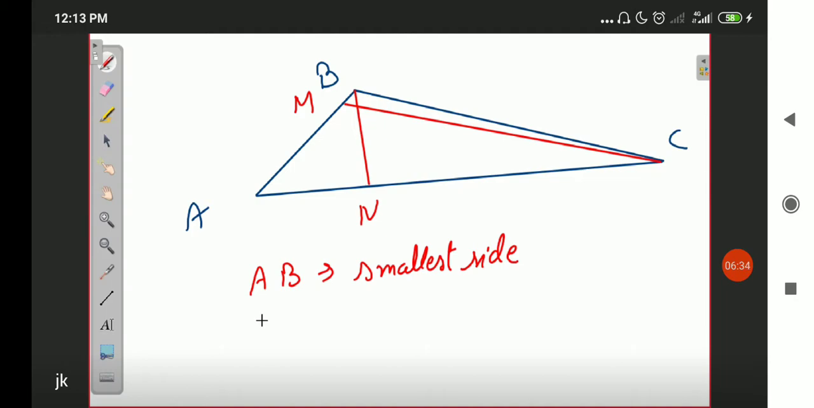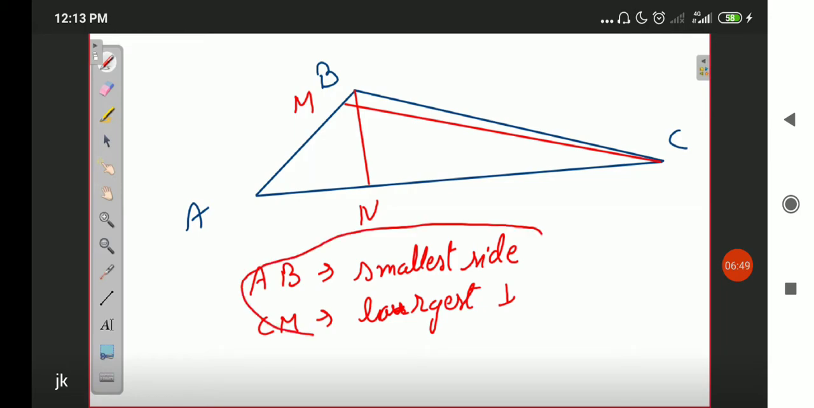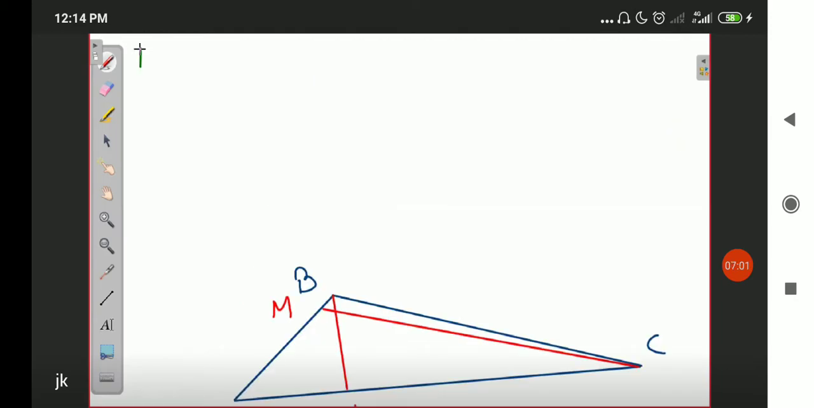Largest perpendicular. So what I'm trying to explain to you is, for any triangle, the perpendicular on the smallest side is largest and the perpendicular on the largest side is smallest. Let us note it down as well. For any triangle, perpendicular on largest side is smallest.